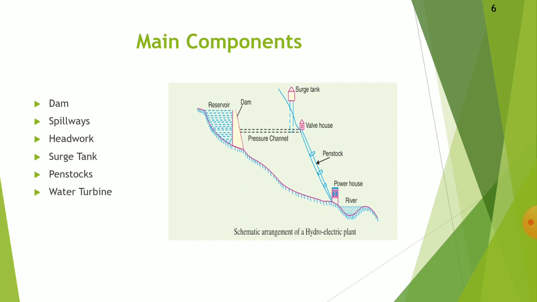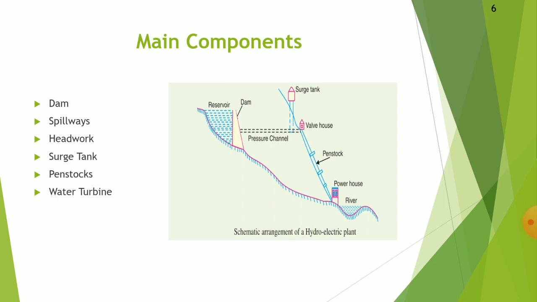The third component is headwork. Headwork is smaller than a barrage and is used to divert water from a river into a canal or from a large canal into a smaller canal. The next component is the surge tank. Surge tanks are applied in hydropower plants with long water conduits to reduce pressure forces during the acceleration of the large water mass.